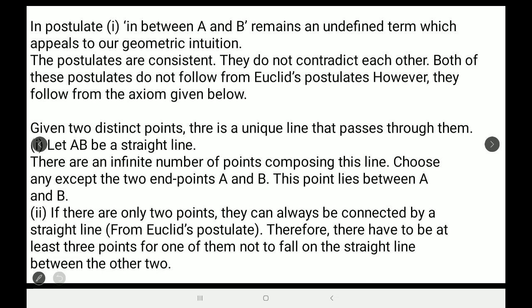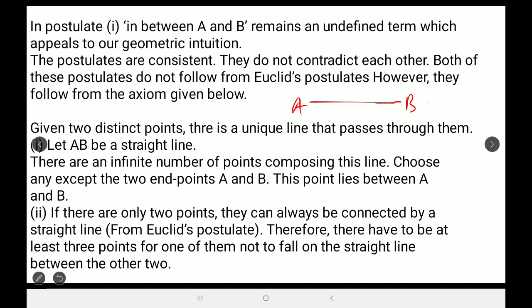In postulate 1, it is given that 'in between' point A and B remains an undefined term which appeals to our geometry intuition. If we consider any line segment and two points A, B, so here points A and B are undefined. The postulates are consistent, they do not contradict each other. Yes, both the postulates are consistent because they cannot be changed. They do not contradict each other. Both of these postulates do not follow from Euclid's postulates. However, they follow from the axioms. Both the postulates follow the axioms given by Euclid.